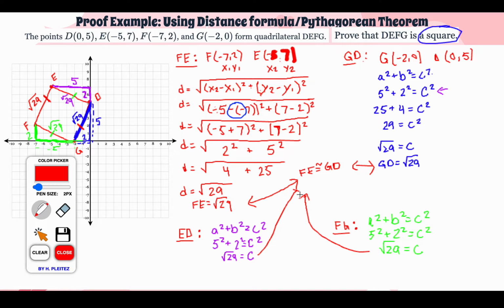FE is congruent to GD is congruent to ED is congruent to FG. You don't even have to write it like this because it can be a little confusing, but basically what I'm saying there is that all 4 sides are congruent. I'm kind of saying to my grader, look, these are my distances, and look at what I found from my distances. Now we're not quite done yet.